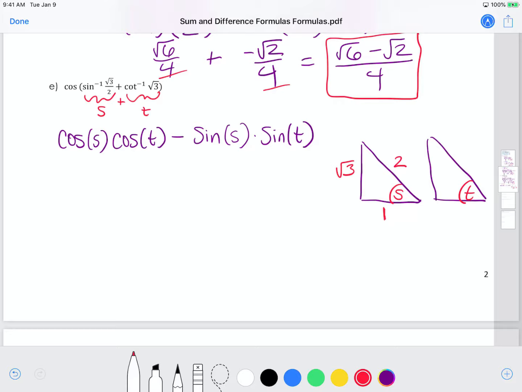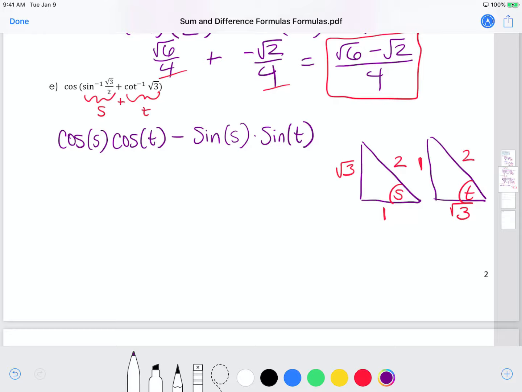I have cotangent as the square root of 3, and cotangent is adjacent over opposite. So I'm going to have this as the square root of 3, this as 1, and then using the Pythagorean theorem, I'm going to have that the hypotenuse is 2. So now I have my triangle set up so that I can identify the trig functions for S and T.